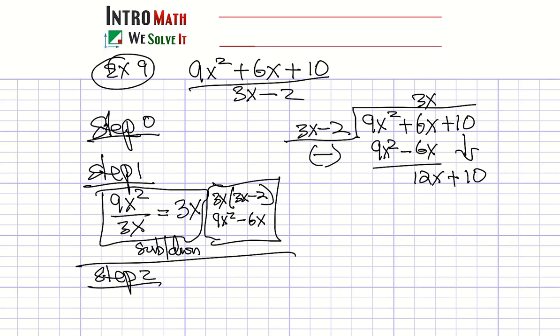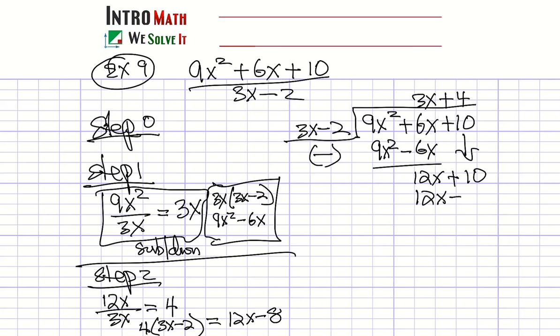Alright, step 2, we'll repeat the thing. 12x divided by 3x. What do you get? You get 4. So you put it here, that's plus 4. Right? And you take 4, you multiply 4 times the divisor. What do you get? You get 12x minus 8. You see that, right? 12x minus 8. You put it here, 12x minus 8.